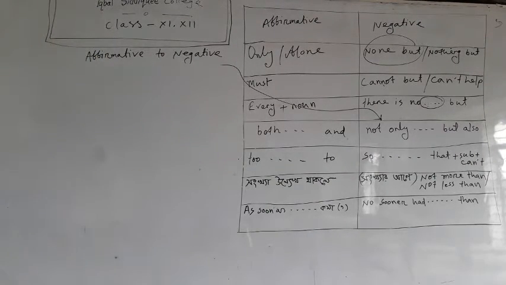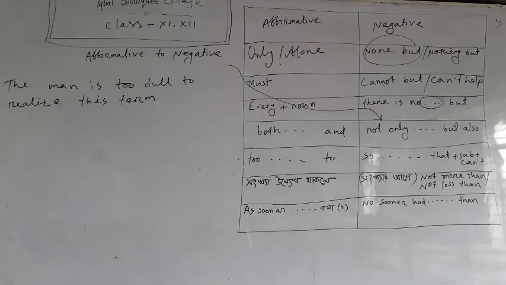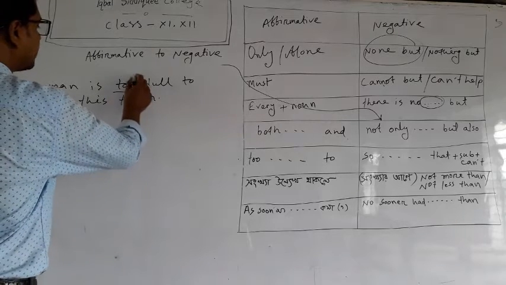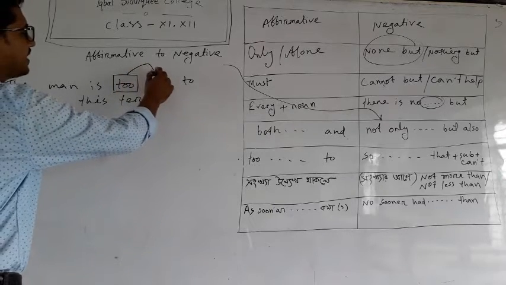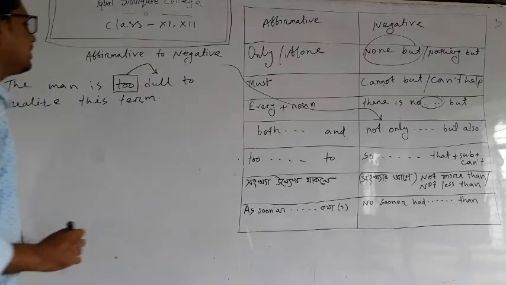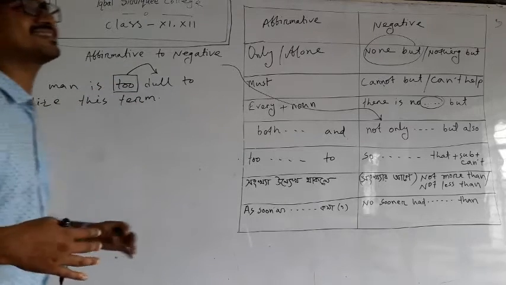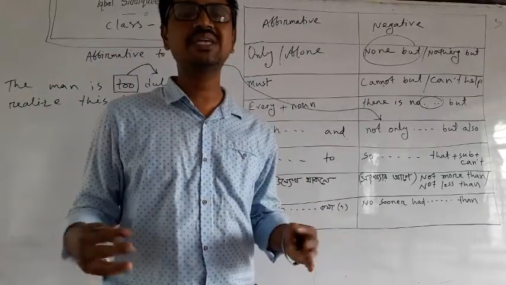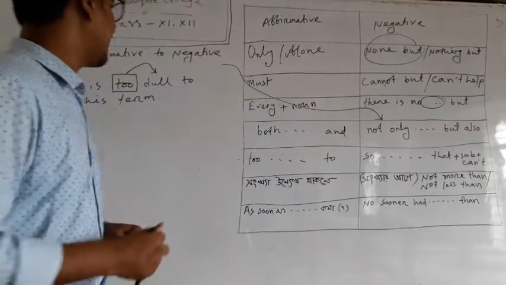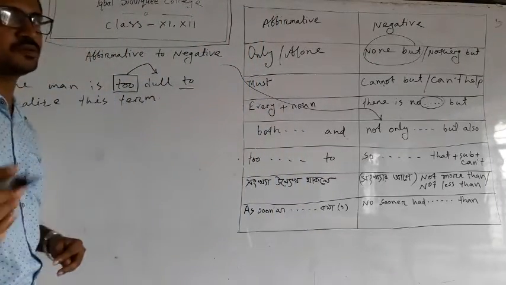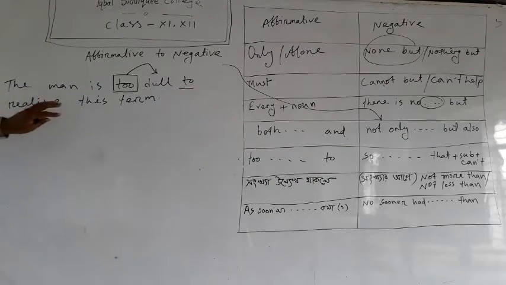Let's make the sentence negative. Okay, the man is too dull to realize this term. Look at this "too". Here, "too" is an adverb which is just intensifying this adjective "dull". I mean something which is really excessive, which is bigger than what you are actually seeing. And on the other hand, this "to" is an infinitive "to", because after this "to" you get a V1.